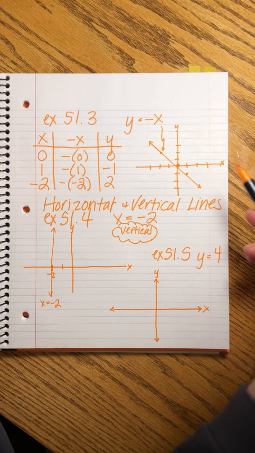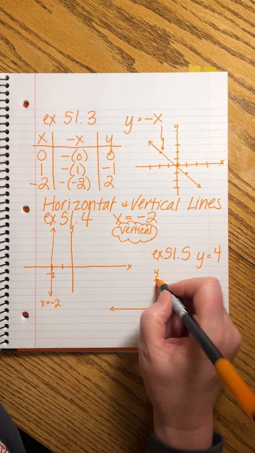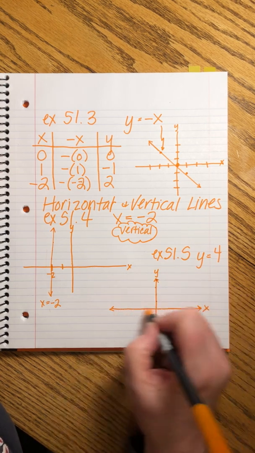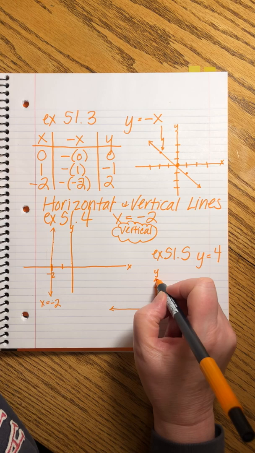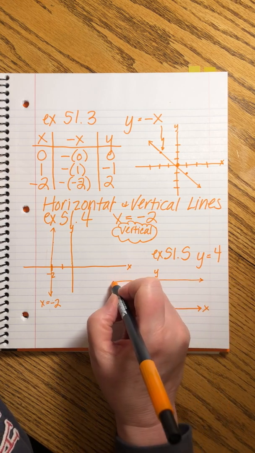Y equals 4. Okay, the same idea is working here where we go to y equals 4, which is all the way up here. And what we're saying is that no matter what the x is, y will always be equal to 4.